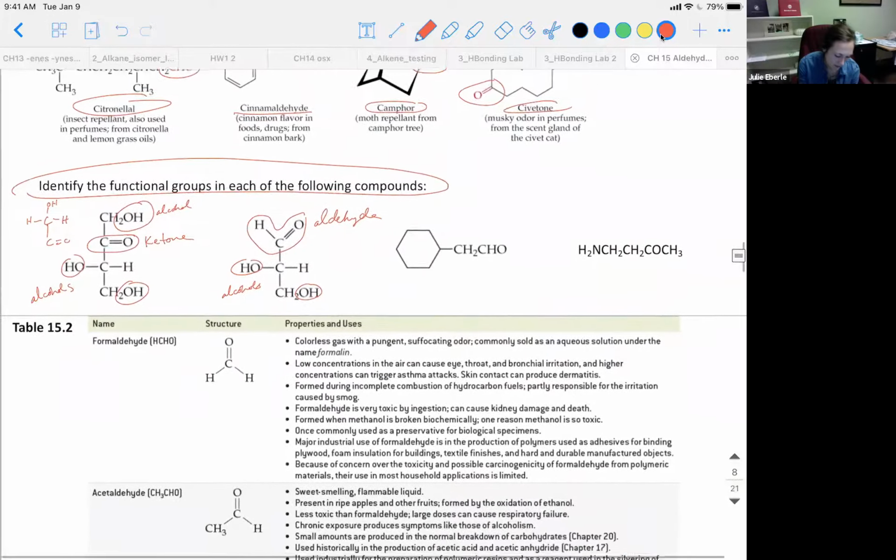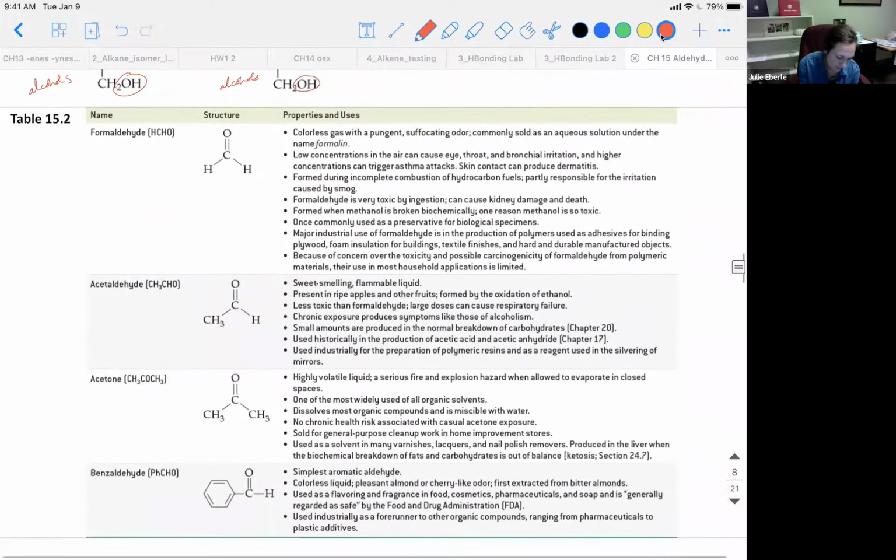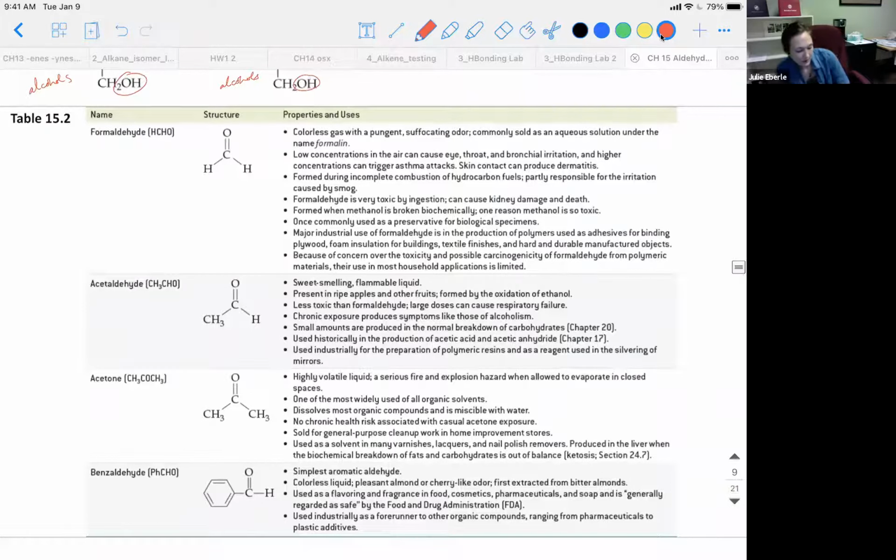Table 15.2. This is several common ketones or aldehydes, and I just want to point this out because, again, don't spend time memorizing these, but you are going to see a whole lot of this right here, this group right here.